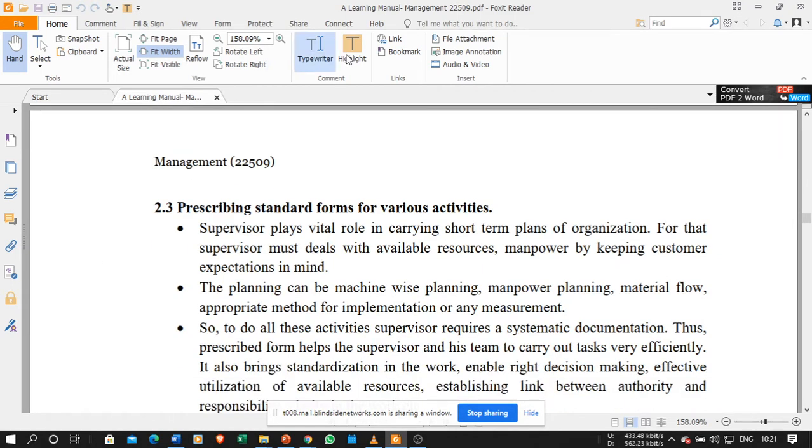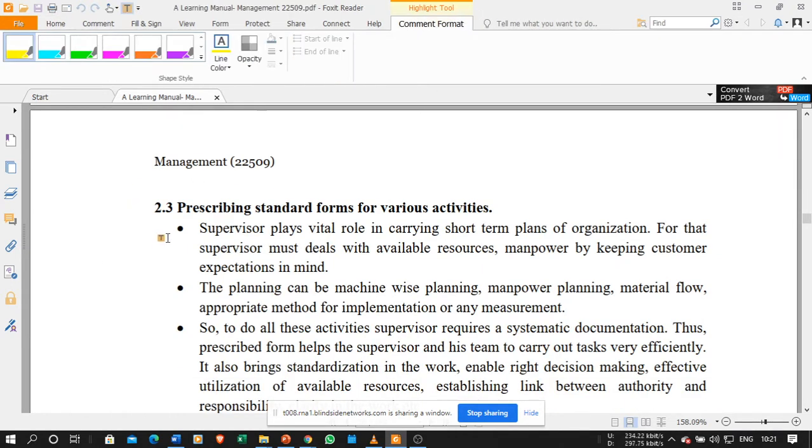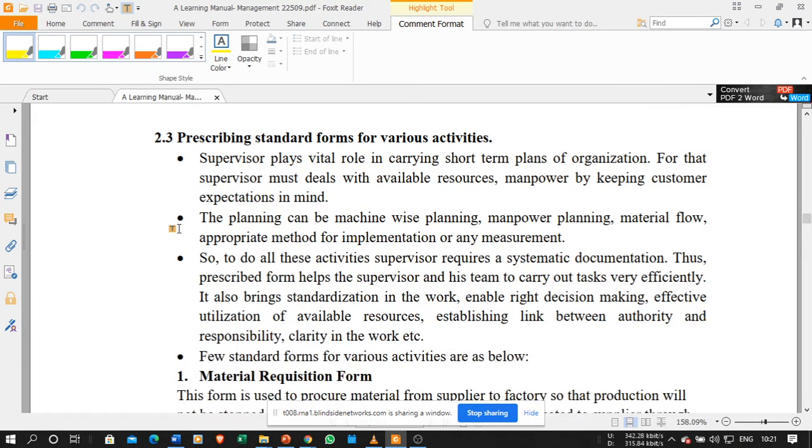Now today, what are we going to discuss? Today we will discuss the prescribed standard for various activities. Okay, when you need to do the planning, as a supervisor you need to carry out short-term planning. So you need to use documentation for this purpose. The supervisor plays an important role in carrying out short-term plans for the organization. So what is the basic role of the supervisor? The supervisor is dealing with short-term planning.